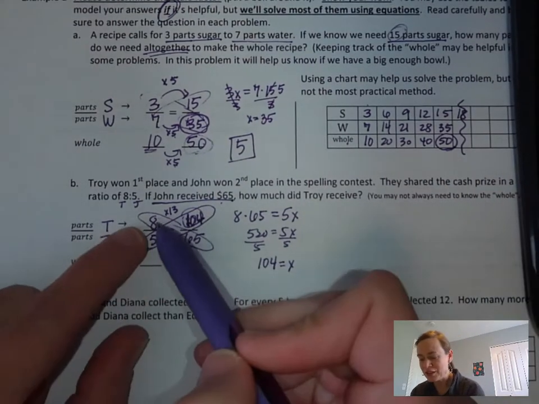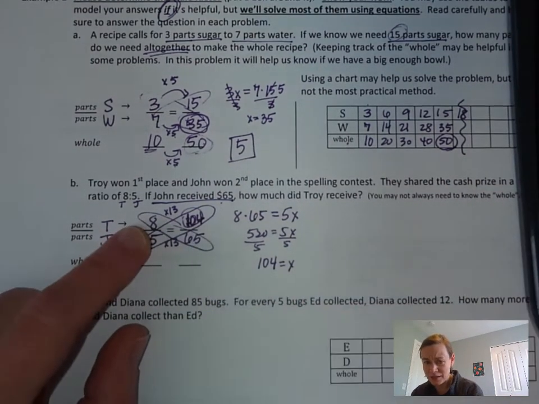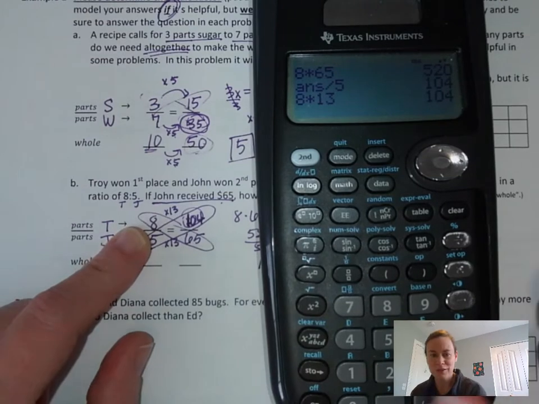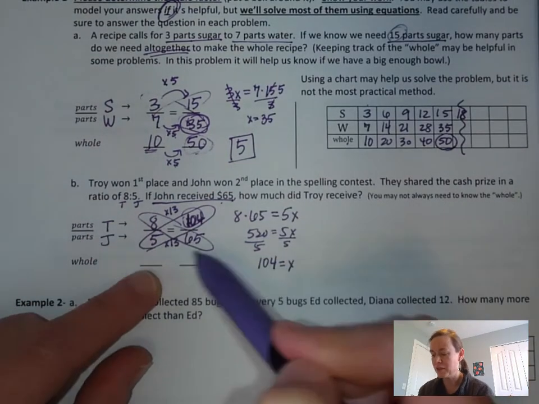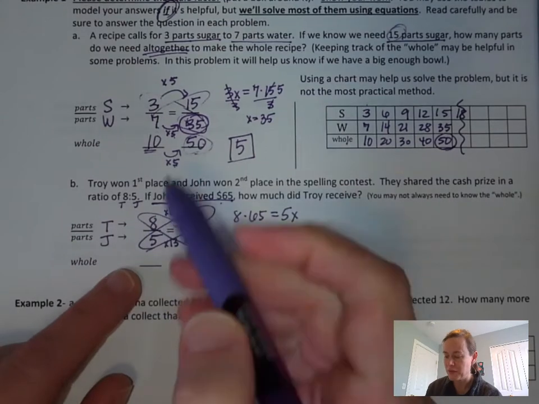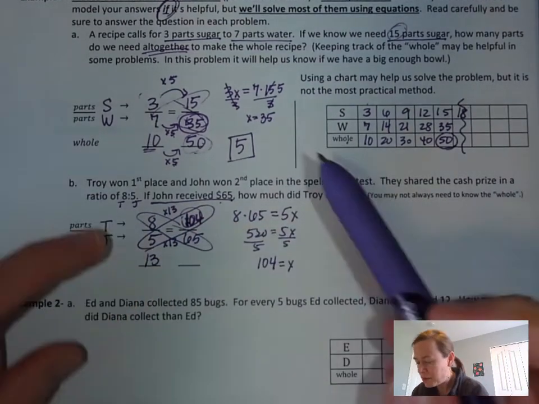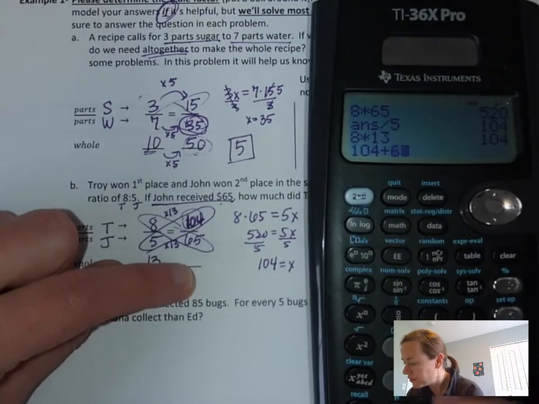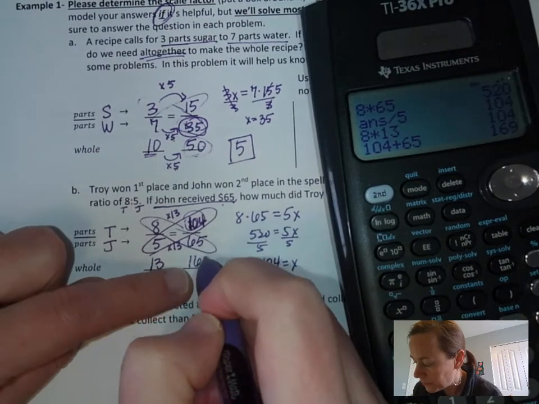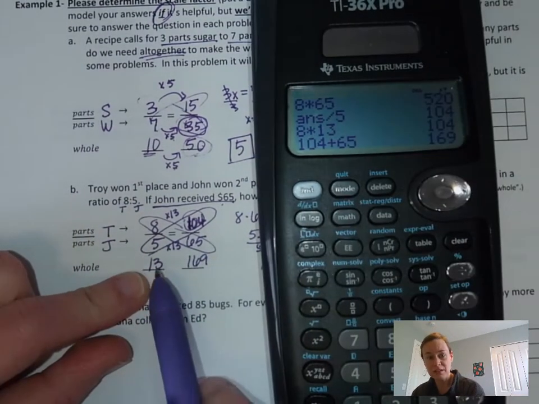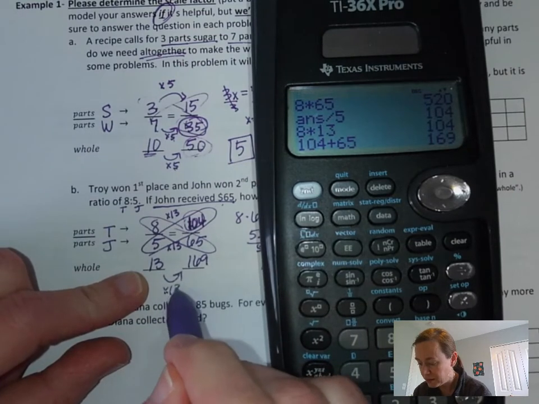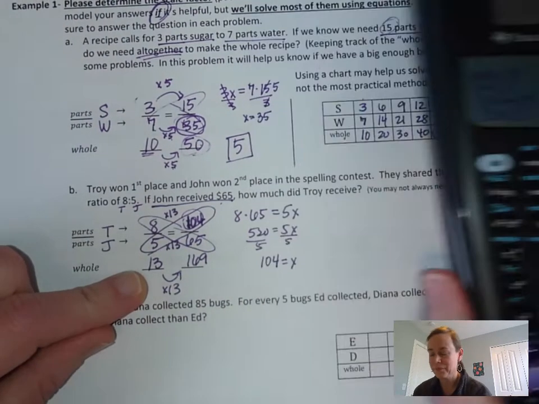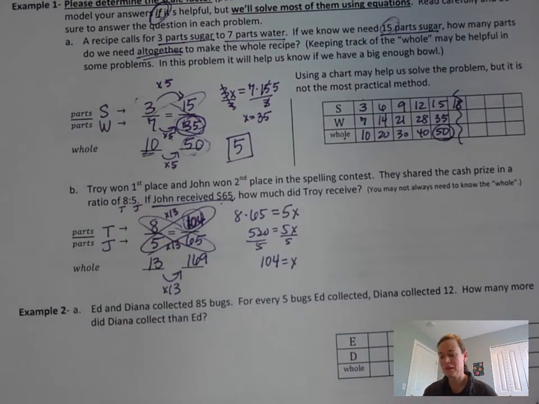So 104 there. So now just for curiosity's sake, is 8 times 13 104? Let's find out. 8 times 13 equals 104. Beautiful. Okay, what about the whole? Let's add them up. 8 plus 5 is 13. And now you can do 104 plus 65 to get the whole there. 104 plus 65, that's 169. Or you could have done 13 times 13. That works as well. Let's show you 13 times 13 just to double check. 169.